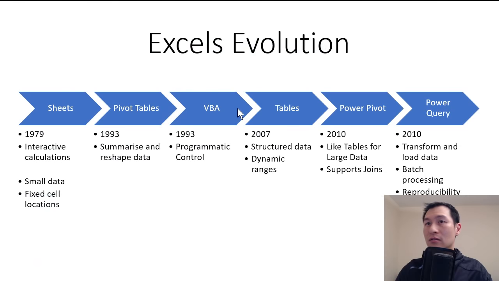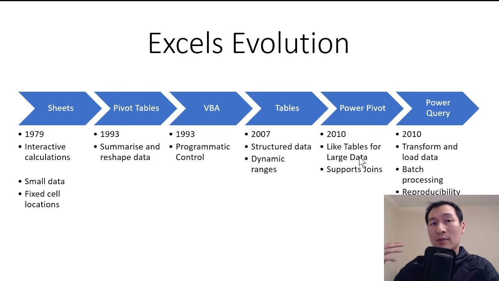Let's go back to here. So anyway, that is tables there. Now, next along the list, in 2010, they released Power Pivot, right? Power Pivot, in a way, is quite similar to tables, but again, it is another separate data structure to tables as well. So Power Pivot allows for large data sets.